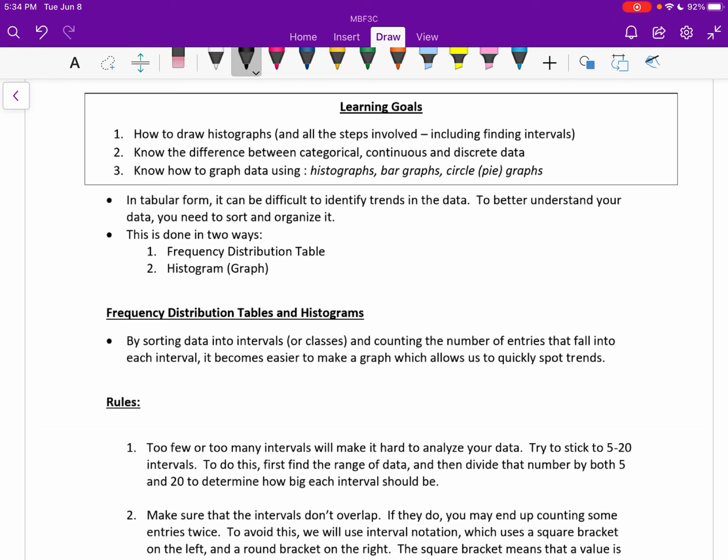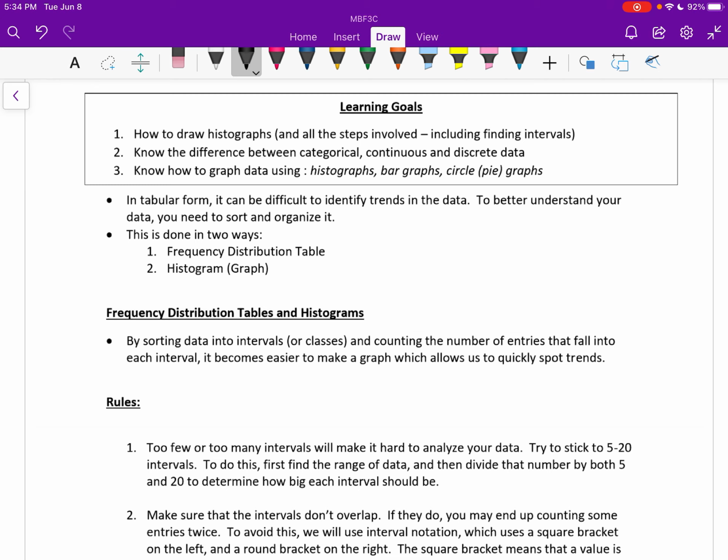All right, so again, we've already gone over the learning goals for this lesson, and I'm just going to get started. In tabular form, it can be difficult to determine and identify trends in data. So to better understand your data, there are ways that we like to organize it. We usually do it two ways: frequency distribution tables, which we can turn into histograms. When I say tabular form, I mean when you collect data, you kind of just tally it and put it down, so it might be hard to tell.